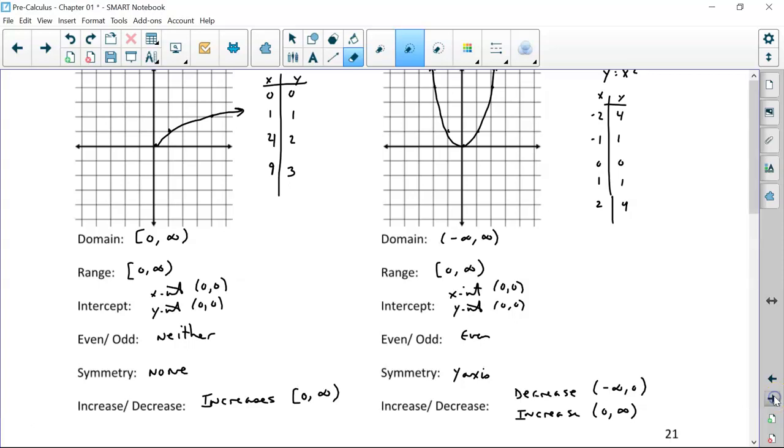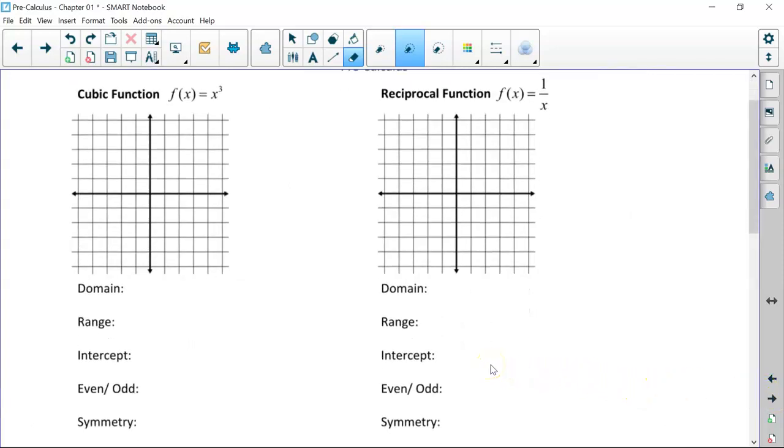Let's look at a few more. A cubic function. Now, a cubic function, y equals x cubed, we can make a quick table: -2, -1, 0, 1, and 2. -2 cubed is -8. -1 cubed is -1. 0 cubed is 0. 1 cubed is 1, and 2 cubed is 8. So the graph is going to look like this. It's going to go up, turn, and then back up again. That's the graph of a cubic function.